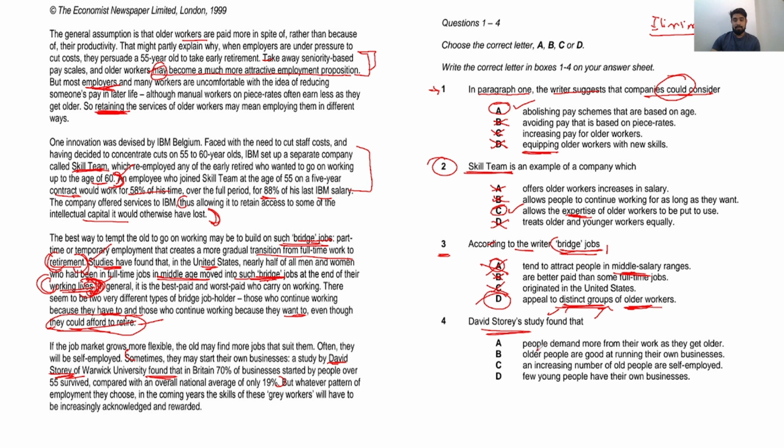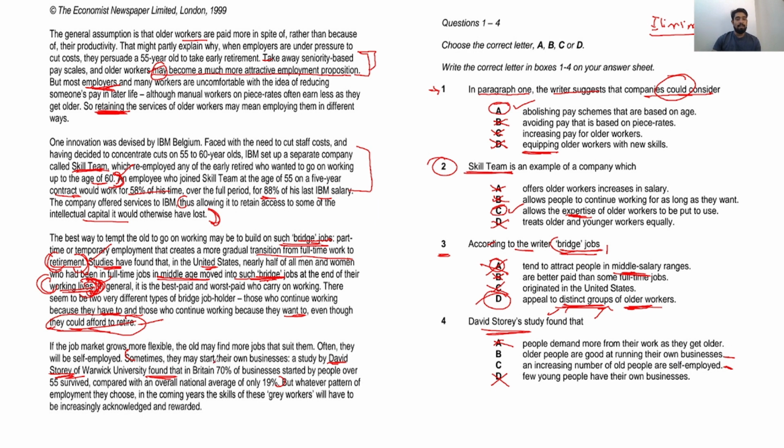So what is this? People demand more from their work. No, this is not this study. Older people are good at running their own business. Okay, they are talking about older people over 55, and they're talking about business. Yeah, we'll come to that again. An increasing number of older people are self-employed. Okay, this is also something related. Few young people have their own businesses. Yeah, they're talking about a national average of only 19%, but it is not the main scope of the study. The scope of the study was older people's business.